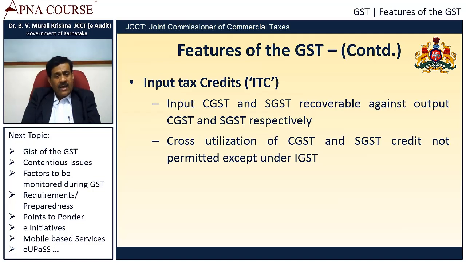Means to say, when you pay CGST and when you collect CGST, that mechanism is available against each other. When you pay SGST and when you collect SGST, once again the same credit mechanism is available. Whereas cross mechanism is not available. Means CGST cannot be set off against SGST, or SGST cannot be set off against CGST.